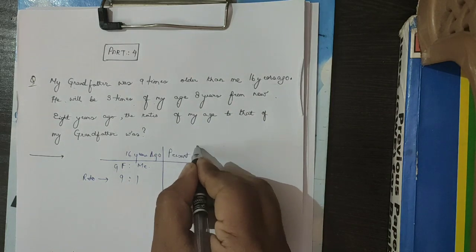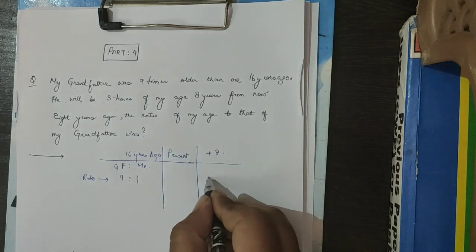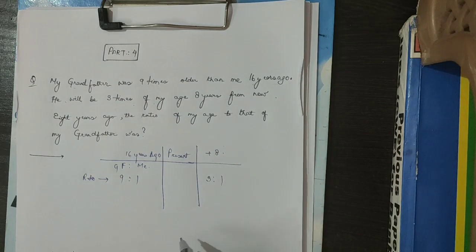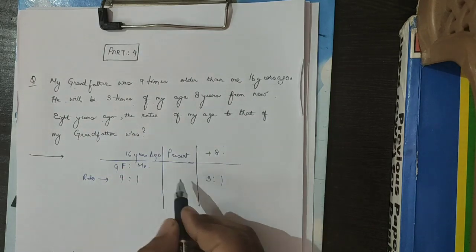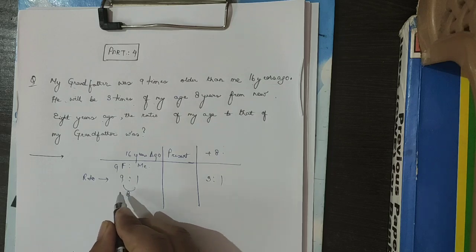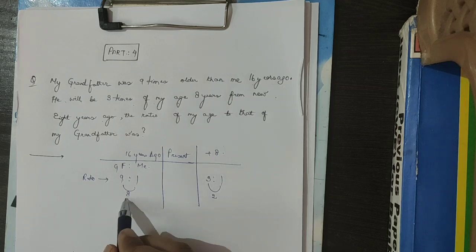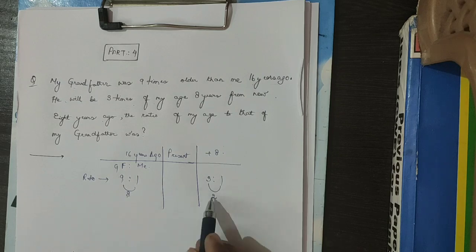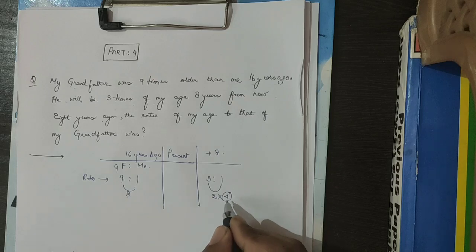This is the present. After 8 years, it means 3 times my age. 8 years ago, the ratio of the ages was? So first let's see. There's a difference of 8 in the ratio, and this one is 1, 2, 3, 2. So the differences in the ratio are not the same. So first let's make it the same by multiplying by 4.